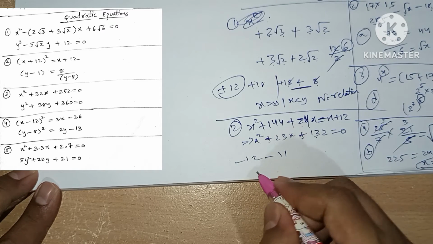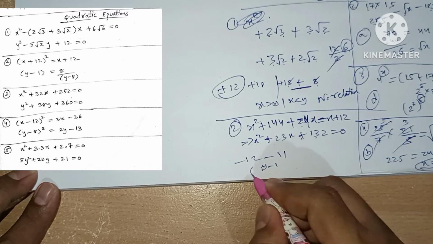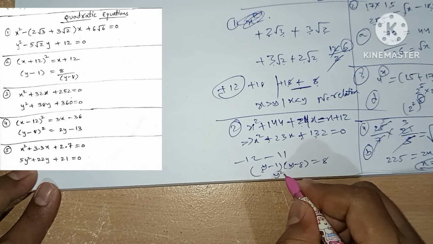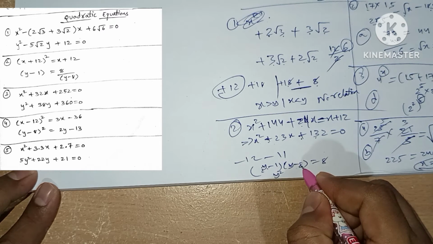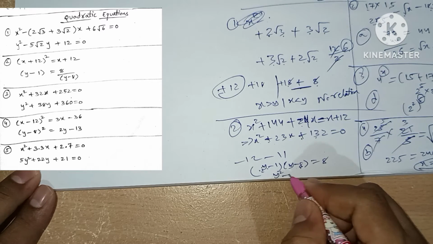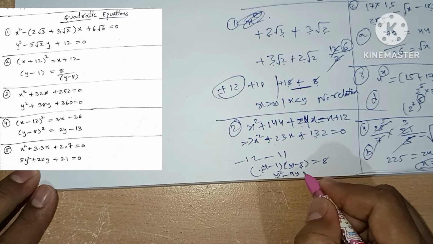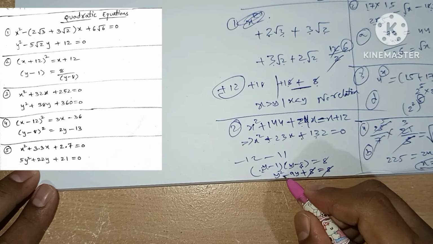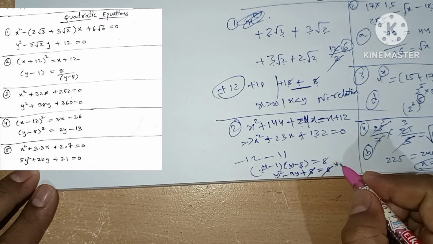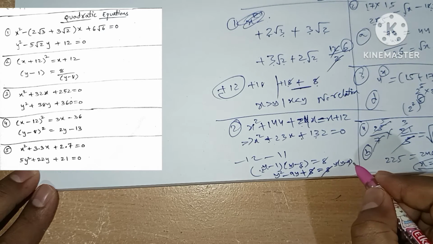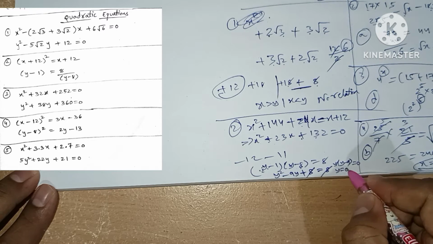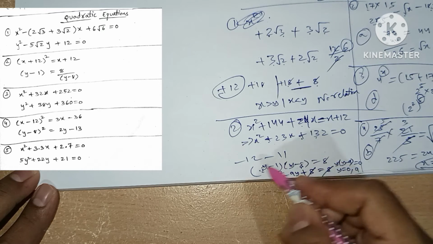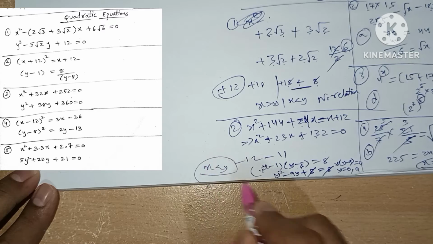Y equation, which is (y - 1)(y - 8) = 8. So y² - 8y - y, which is -9y + 8 = 8. 8 and 8 cancel, so we have y common, y(y - 9) = 0. So the y values will be 0 and 9. Now by comparing these two, it is clear that x is lesser than y.